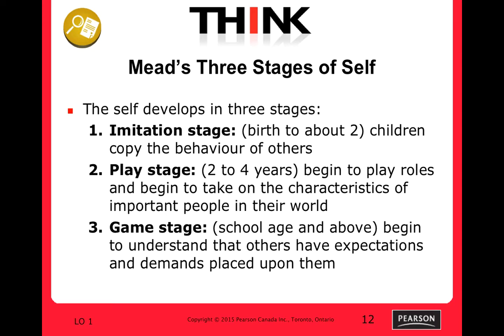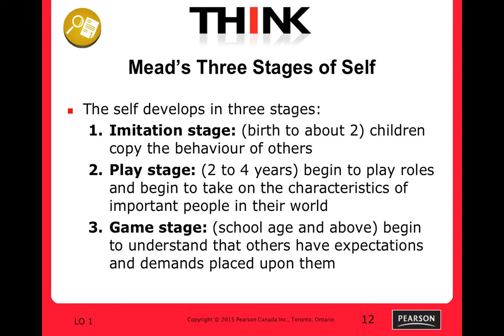Finally, in the game stage, the final stage, this is school age. So 5 and up, children begin to understand that others have expectations and demands placed on them. So they begin to consider several tasks in relationships simultaneously, and that others have demands and expectations placed on their behavior. So, for example, in the play stage, they might not really realize that their teacher has a life, that their teacher might also be mom or dad or brother or sister or volunteer. Whereas in the game stage, they can understand that different people aren't just one dimensional, but that they have other parts of their personality, other relationships, other demands and expectations.